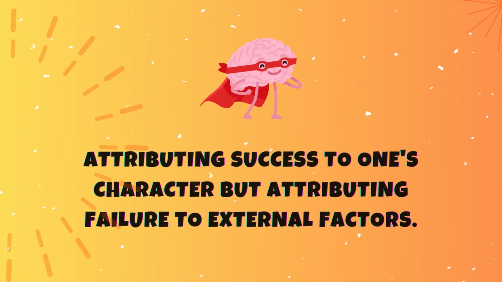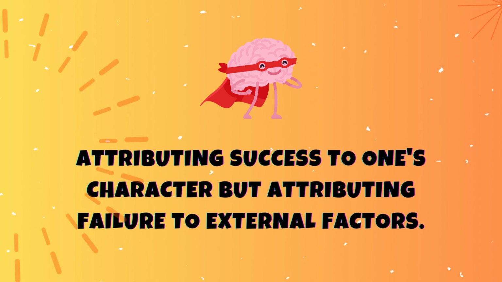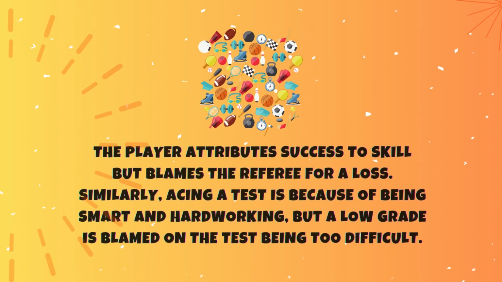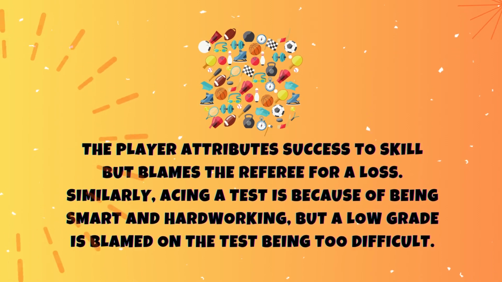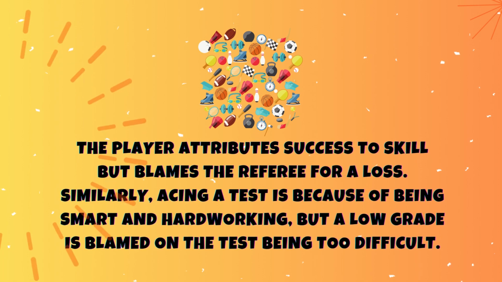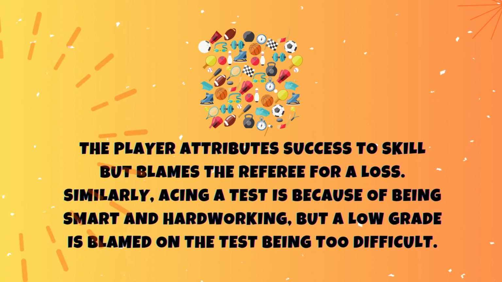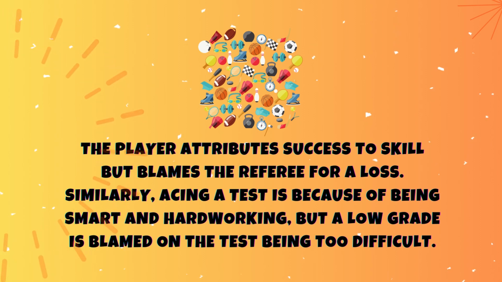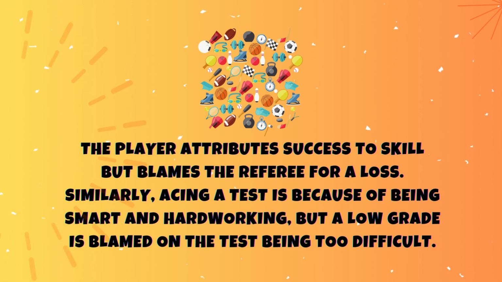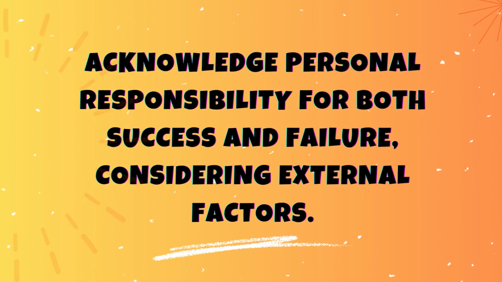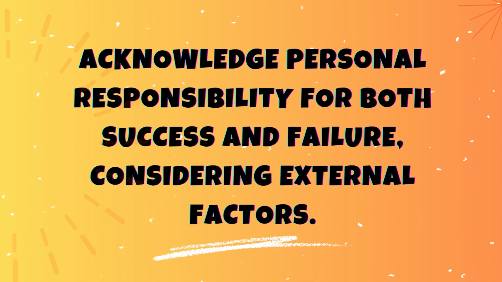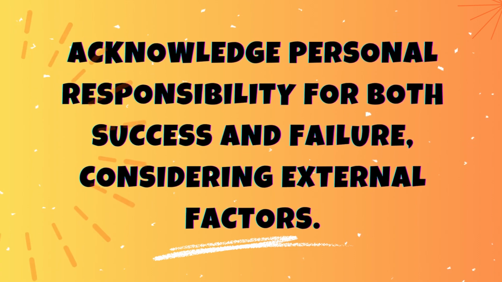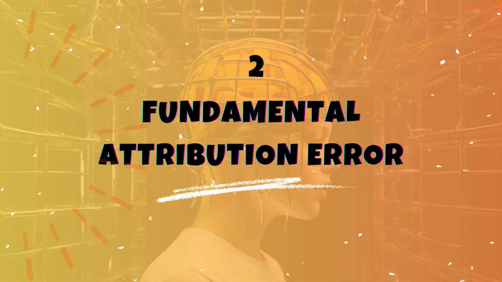This bias involves attributing success to one's character while blaming external factors for failure. Take winning a sports game, for example. The player attributes success to skill, but blames the referee for a loss. Similarly, acing a test is because of being smart and hardworking, but a low grade is blamed on the test being too difficult. To avoid this bias, it's crucial to acknowledge personal responsibility for both success and failure, considering external factors.